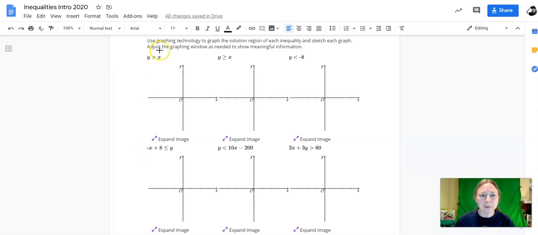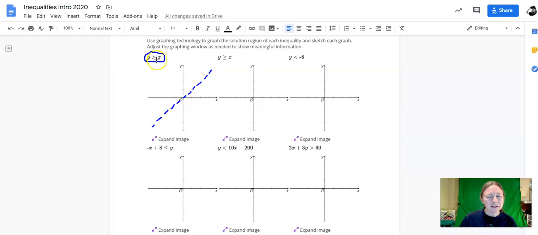So for example, y is greater than x. So we're going to graph the line y equals x, and since this is a greater than, the line is going to be dotted. Y is not actually allowed to be equal to x. Y has to be greater than x. So let's make a dotted line at y is equal to x. That's the set of points where the y is equal to the x. So like 1, 1, 2, 2, -1, -1, and so on down.